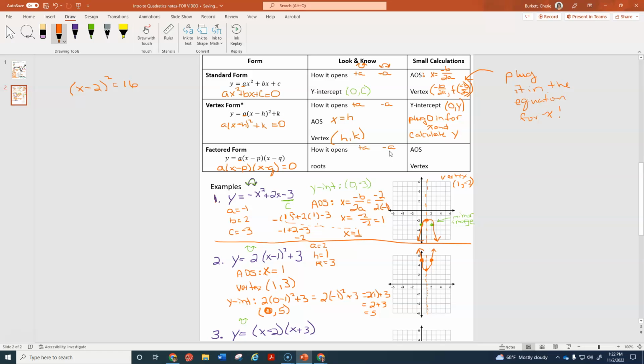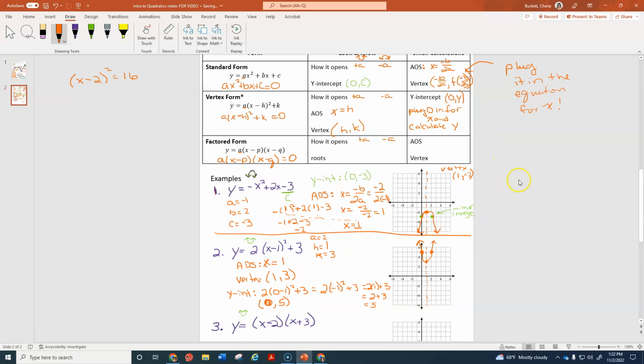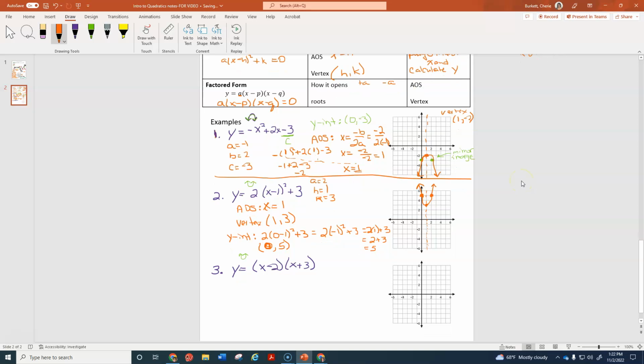Okay. So for this factored form, the A tells you how it opens. If it's a positive A, it's opening up. If it's a negative A, it's opening down. And these two values, this P and Q, those are your roots. It's going to cross the x-axis at x equals p and x equals q. So notice again, it works kind of like h. When you see the minus right here, the minus p, this minus p means that the value of p is actually a positive.